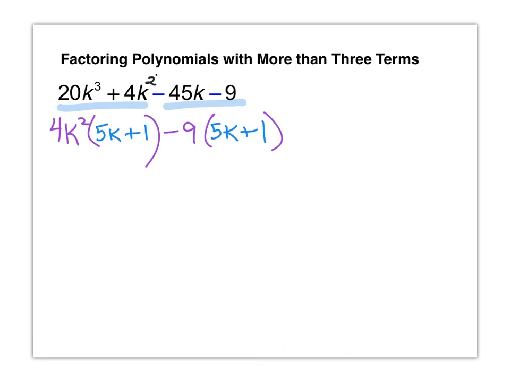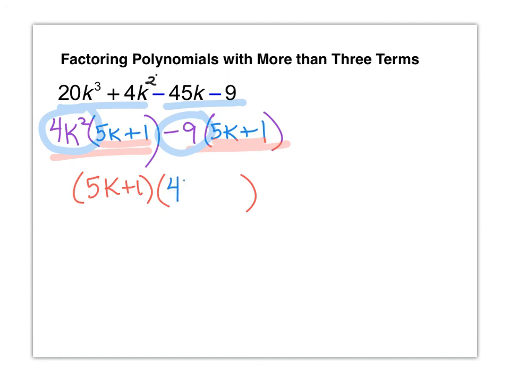Now I'm looking at these 2 larger groups. First group here, last group here. Notice the common factor of 5k plus 1. That is one of the factors, 5k plus 1. The other factor, what you see before those common factors, we have 4k squared minus 9. Now you may think that this is in completely factored form, but let's take a closer look at the second polynomial factor, 4k squared minus 9.